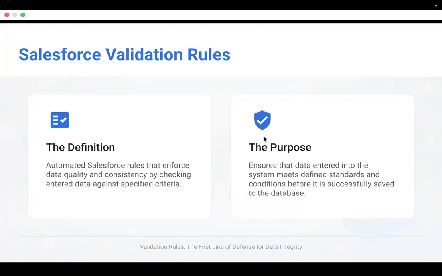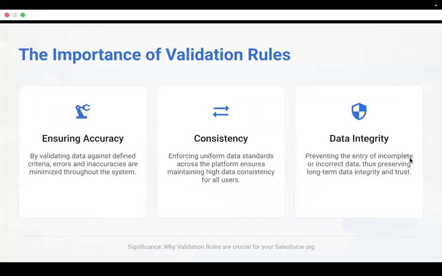The purpose is to ensure that data entered into the system meets defined standards and conditions before it is successfully saved to the database. Now, the importance of validation rules. As I said, ensuring accuracy. By validating data against defined criteria, errors and inaccuracies are minimized throughout the system. So there will be no inaccuracies, no minus data, or no invalid email formats. There will be many other use cases.